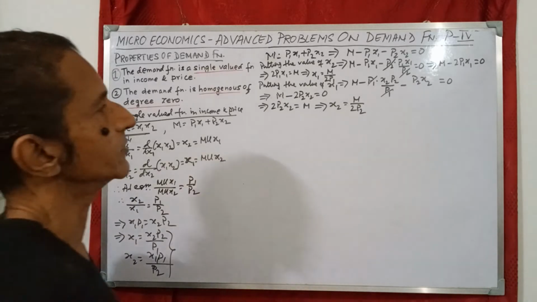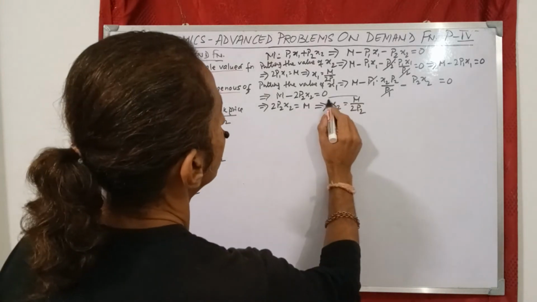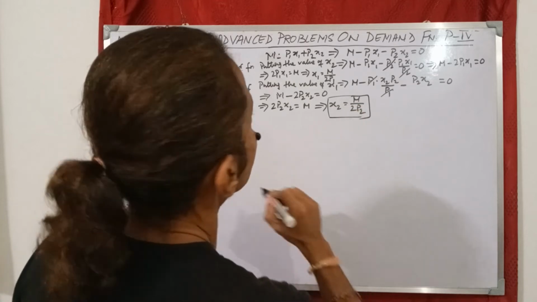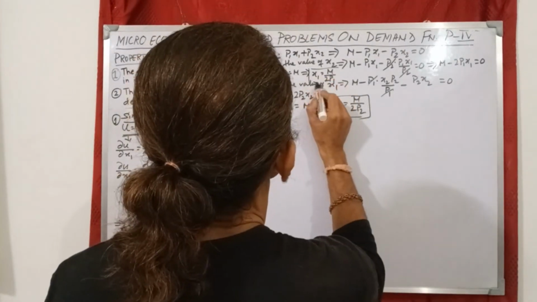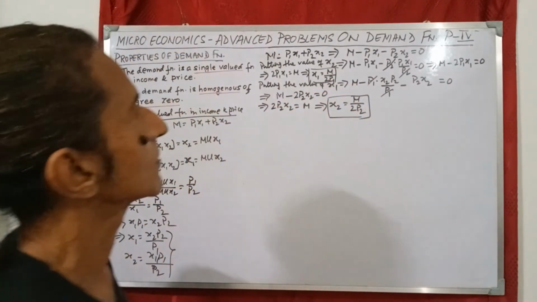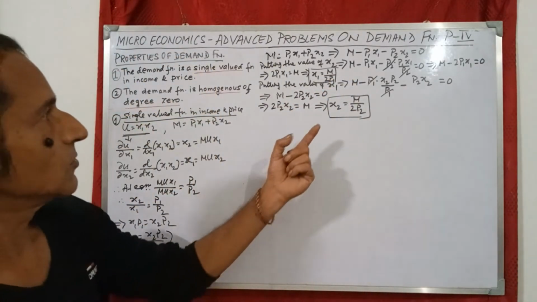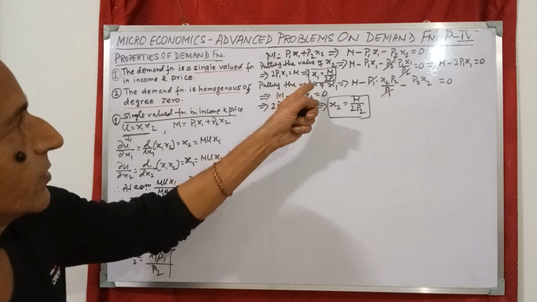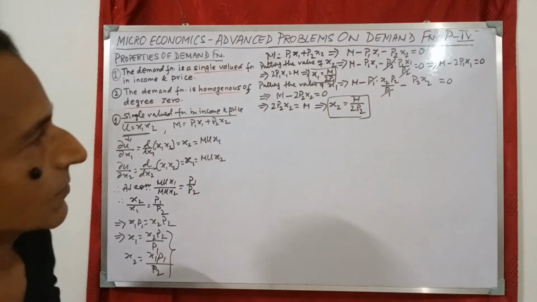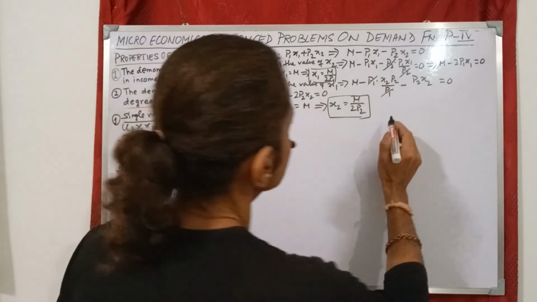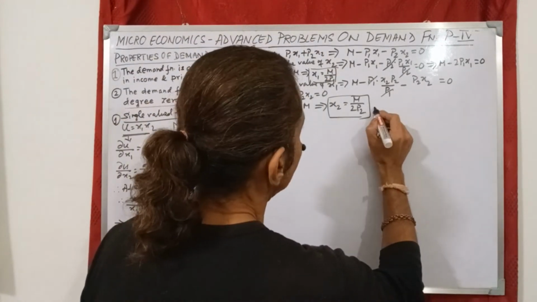So we have got the quantities of x2 and x1, right? So quantity of x1 is M by 2p1 and quantity of x2 is M by 2p2. So hence it is proved that it is a single valued function.